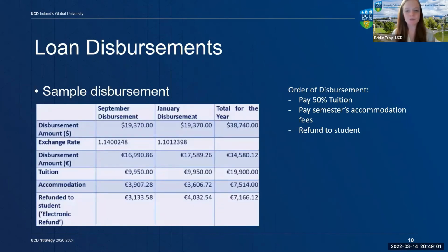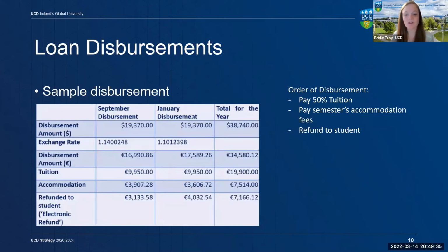If you look at the disbursement amount for September and January in dollars, you can see that it's the same amount of dollars dispersed each semester, at 50% of the total requested for September and January. However, because of the difference in exchange rates for September and January, the student received a slightly different euro amount in their account each semester. So it's a little bit unknown because you are waiting to see what the exchange rate will be on the day that we draw down your disbursement.